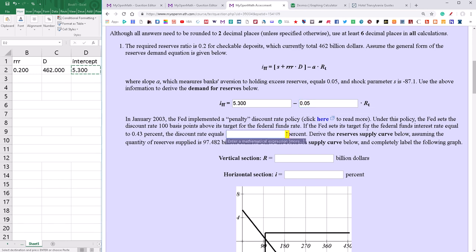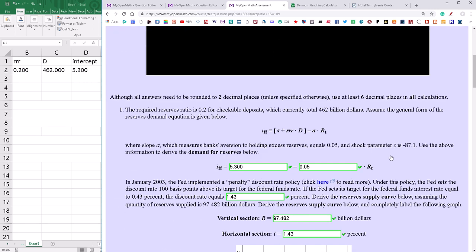If the Fed sets its target for the federal funds rate at 0.43, then the discount rate is going to be 1.43, 100 basis points above that, right? The vertical section is $97.482 billion, and the horizontal section is kinked by the discount rate, which is a non-binding price ceiling. We hit enter and we can find out that we got all these questions right.